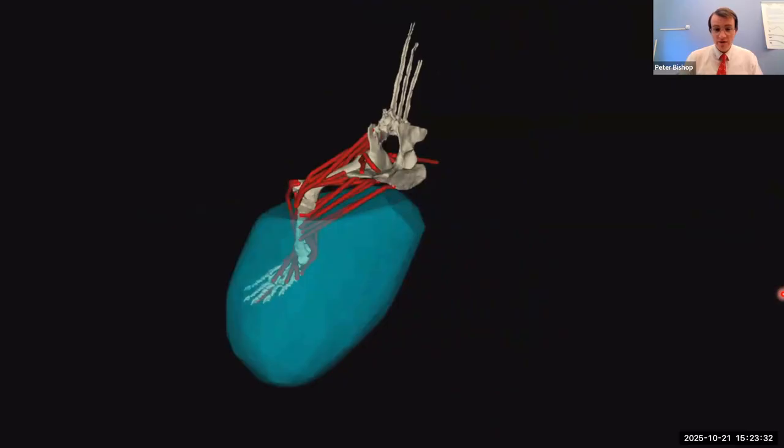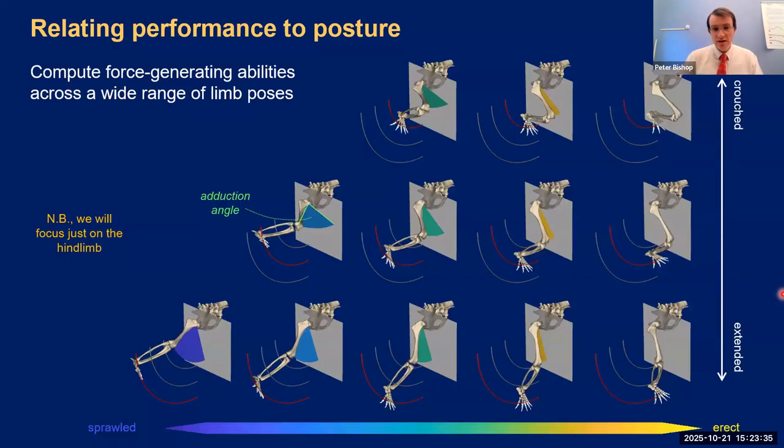Now, we know from studies of modern species that a limb's force-producing ability can vary quite a bit with differences in limb posture. And so we also should be calculating a feasible force space across a range of postures. So here we did this for differences in limb flexion or crouch, so how extended or how crouched it was, as well as different adduction angles. So adduction angle here is the angle between the proximal limb segment, so either the upper arm or the thigh, and the midline sagittal plane. And importantly, adduction angle is one way that we can measure how sprawled or how erect a given limb posture is.